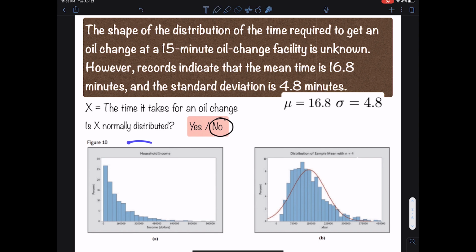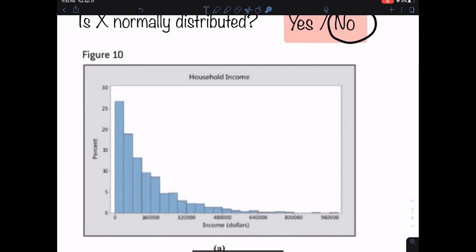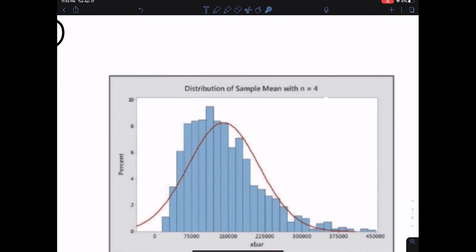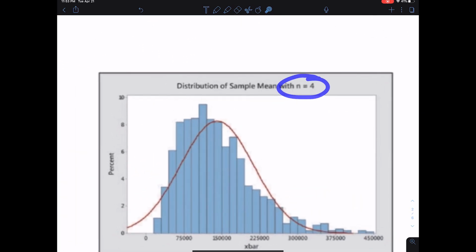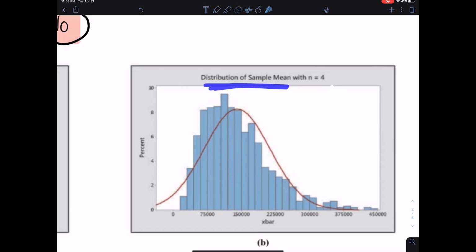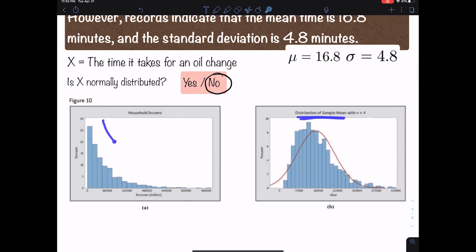But the good news is that we can transform something that is not normally distributed. For instance, household incomes here. We see that they are right skewed, not normally distributed. But if we take samples of size n equals 4 and create a sampling distribution, which is the distribution of the sample means, it transforms it from being right skewed to approximately normally distributed. Now this isn't quite normally distributed because this sample size is too small, so it's still a little bit of a tail on the right. But if we increase this sample size, we can get this to be more normal. But how normal? Let's see.